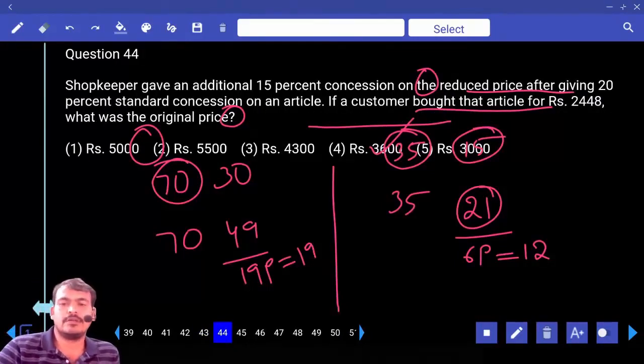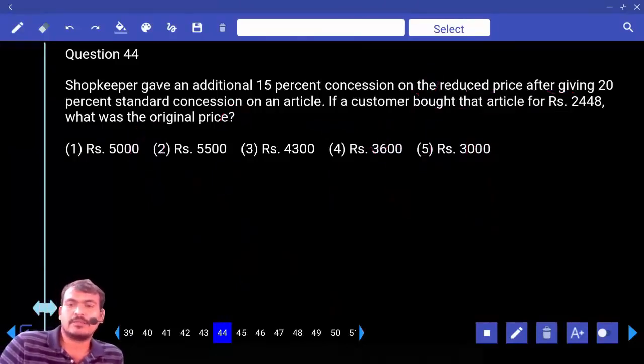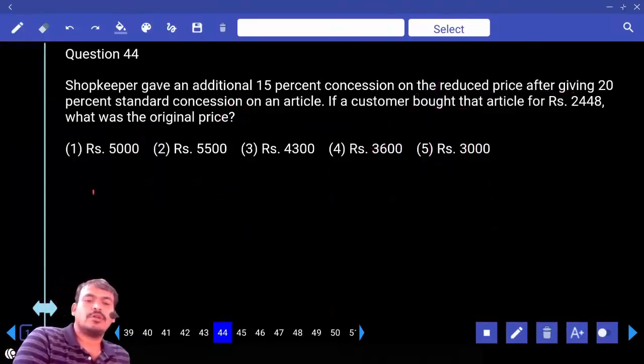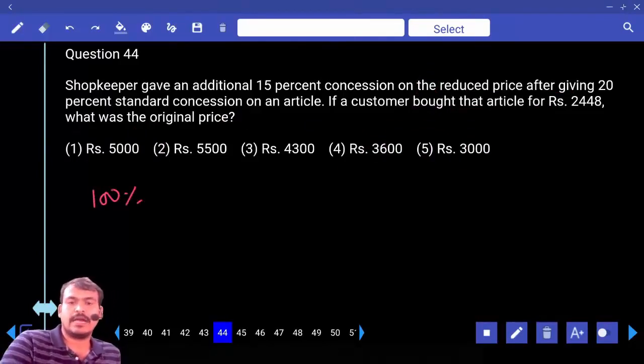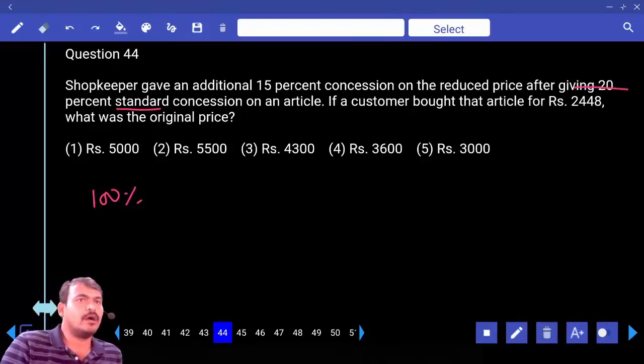A shopkeeper gave an additional 15% concession on the reduced price after giving a 20% standard concession on an article. If a customer bought that article for 2,448, what is the original price or not? Okay. Suppose the original price is taken as 100%. Out of 100%, the standard concession is how much percent? 20% or not?